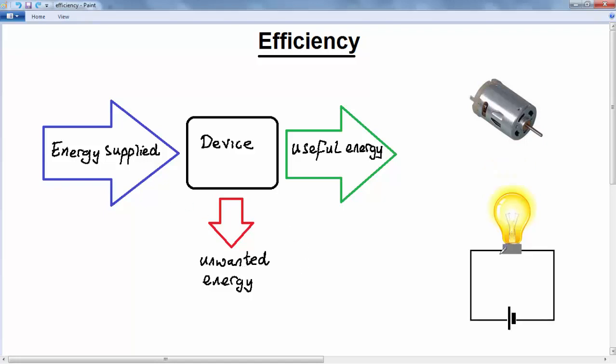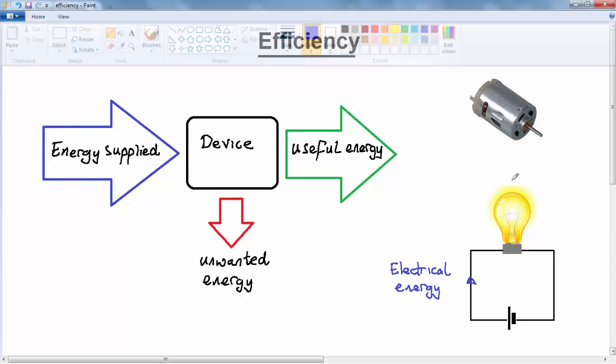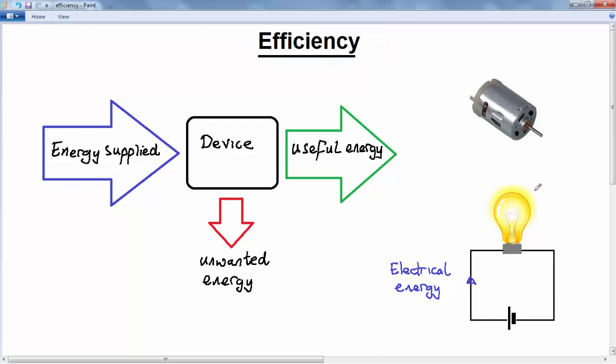So, for example, in the case of our incandescent light bulb, these are the old-fashioned light bulbs, well, you have electrical energy going into the light bulb. That's the energy supplied to the light bulb. And clearly, the job of the light bulb is to produce light. That's the useful energy. But in this particular case, in fact, the old-fashioned incandescent light bulbs aren't very good at changing this electrical energy into the useful light energy. In fact, most of the electrical energy gets converted into heat energy. So in terms of the light bulb, this is unwanted energy. We don't want it to produce heat energy, we want it to produce light energy.